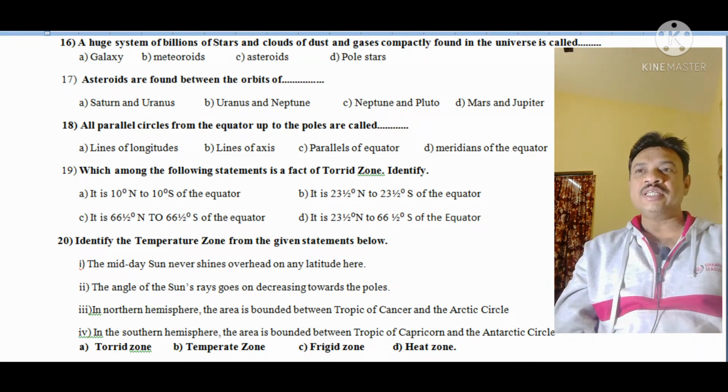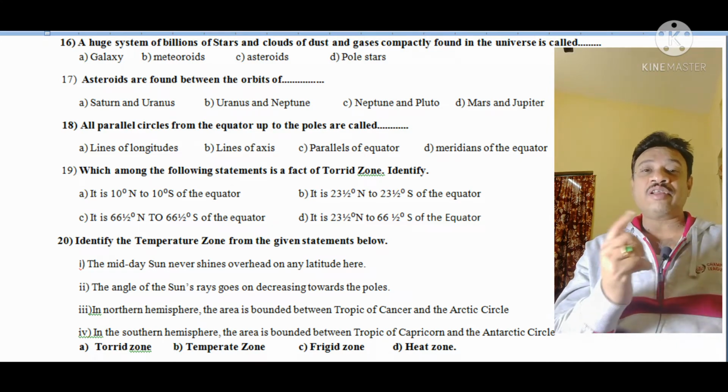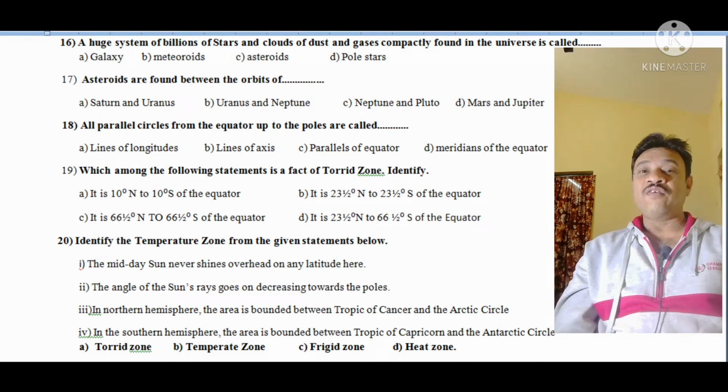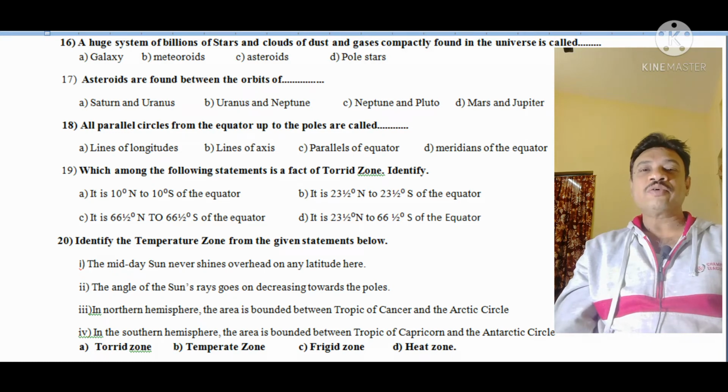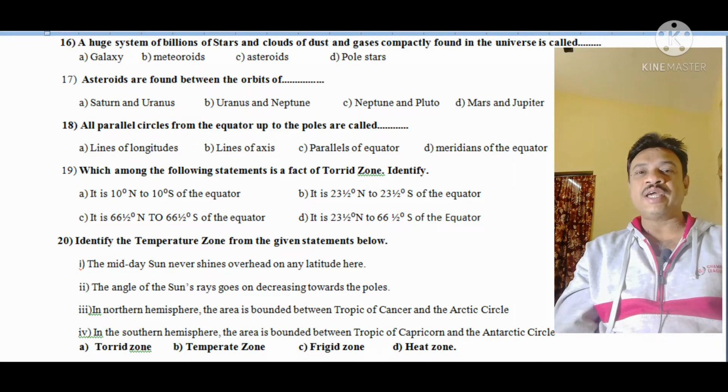Question number 17 says asteroids are found between the orbits of which? Saturn and Uranus, Uranus and Neptune, Neptune and Pluto, or Mars and Jupiter. You know, meteoroids are found revolving around the sun, whereas asteroids are found in between Mars and Jupiter. Nowhere else will they be found. Okay, so question number 17 has its answer as option D.